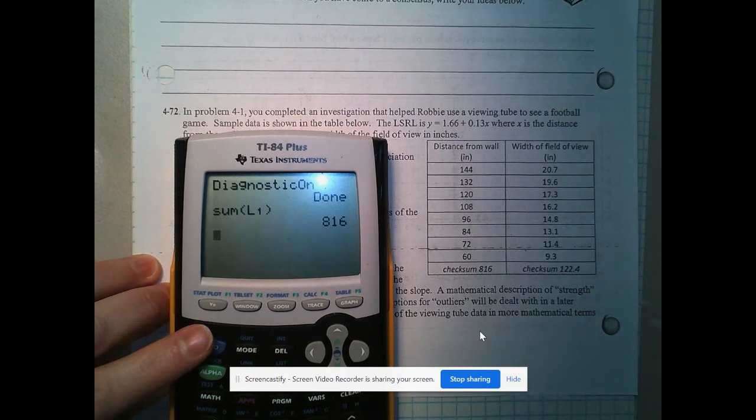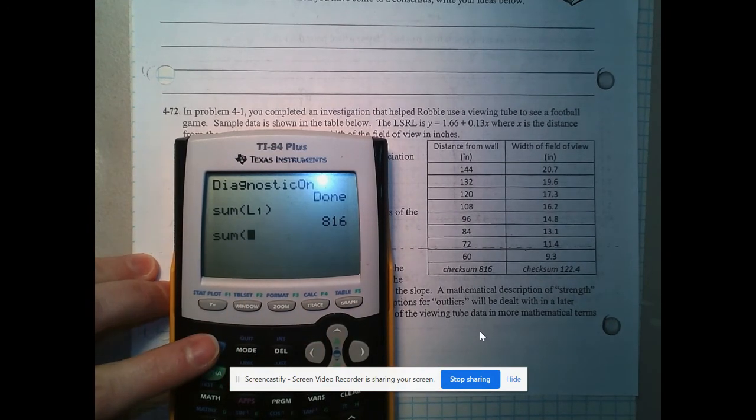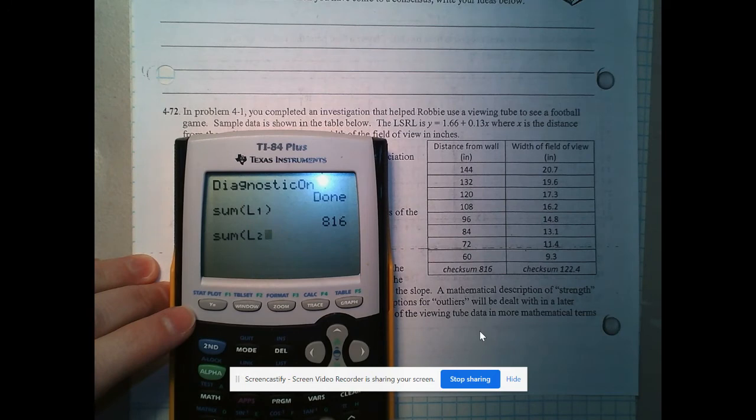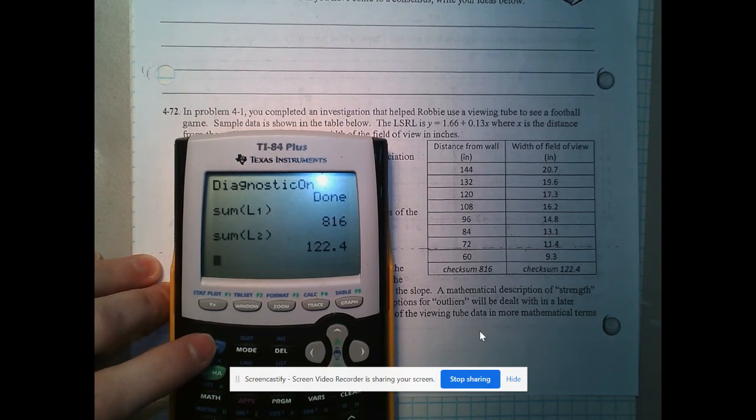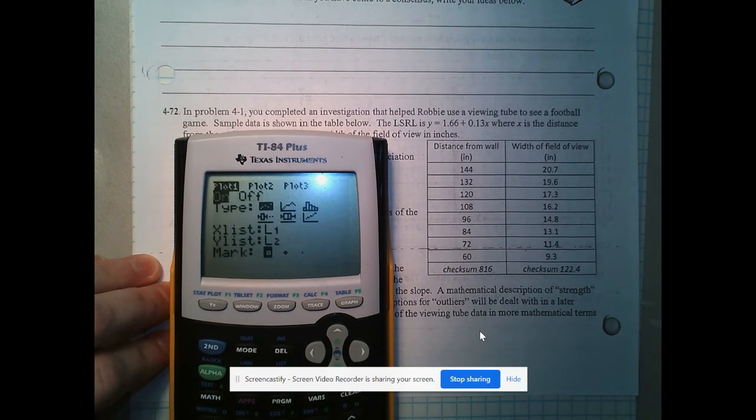The shortcut that I had told you before, if you press second enter, it will bring up whatever you did last. And if you go in here to where it said L1 and you delete L1, then you can do second 2 without having to go through the list again and have it do the checksum for list 2, which is 122.4. That's awesome.